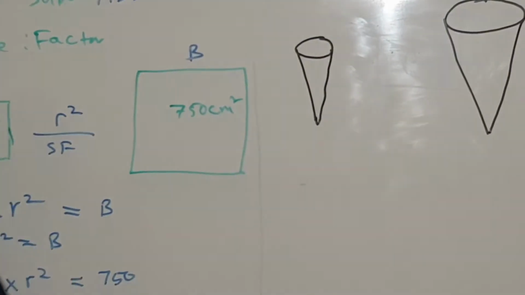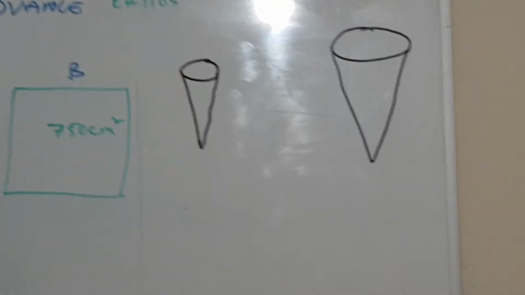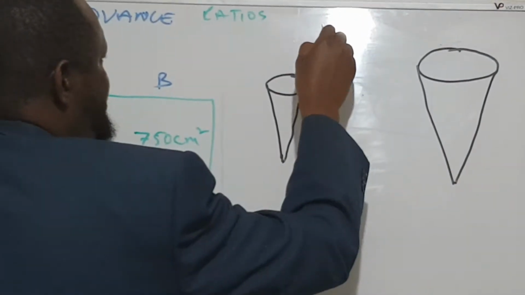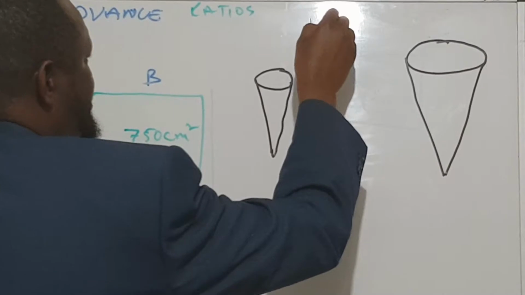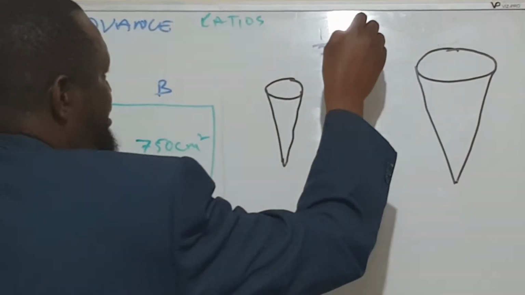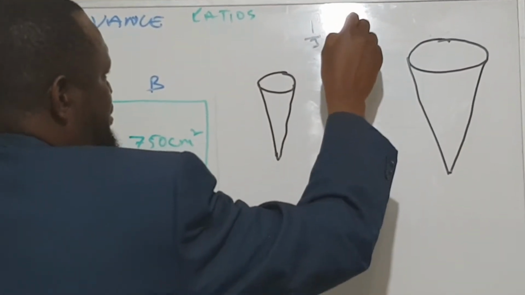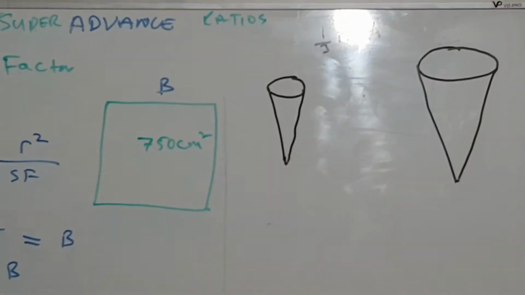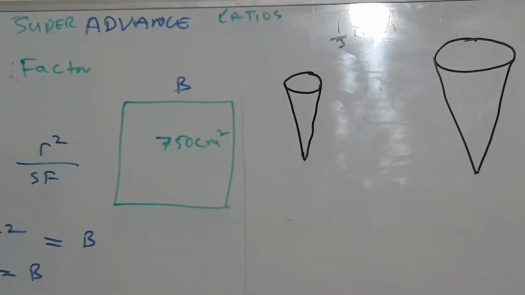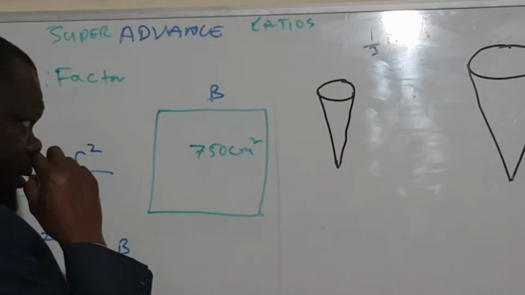What is the area of a cone? Is it one-third pi r squared h? Yeah. No, the cone. No, the volume of a cone. Or the volume, yes? Yeah, the volume of a cone.